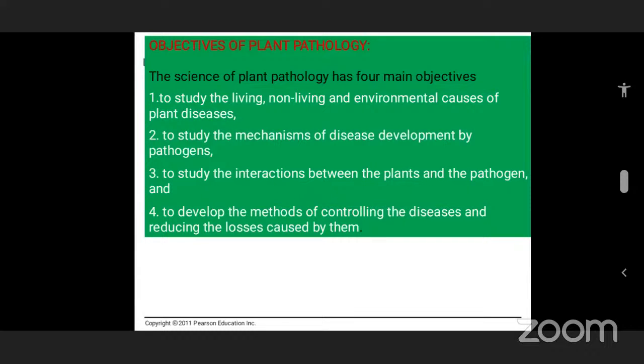The final ultimate goal of plant pathology: the first thing is the identification of the disease. Who is responsible for that? That means what type of factors are responsible for that. You should remember that. The next one is how it is developing, and what type of relationship exists between these two organisms, and finally how you could manage that. All of these are the four simple objectives related to plant pathology.